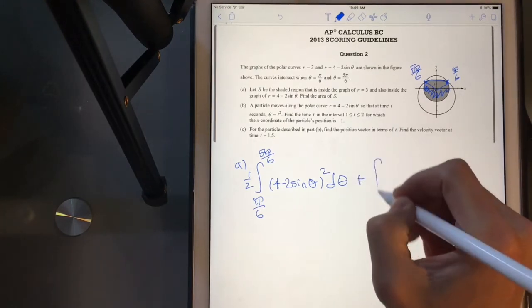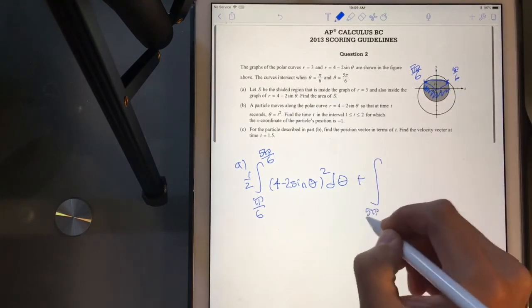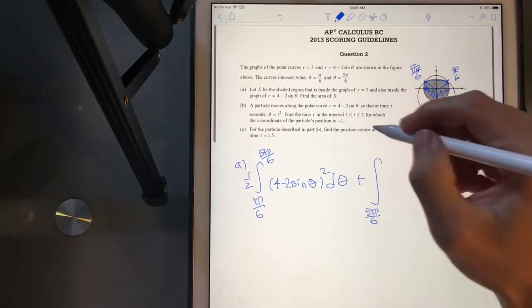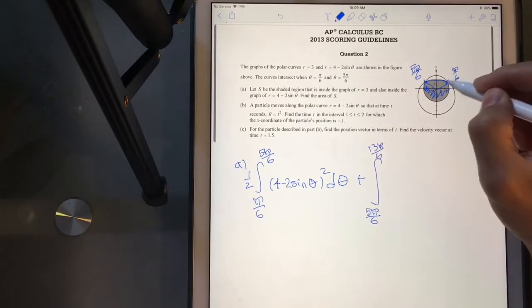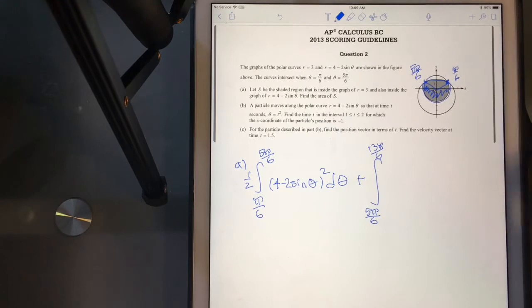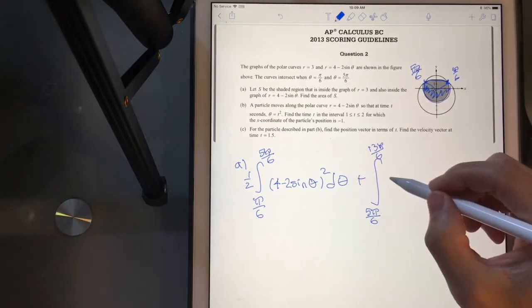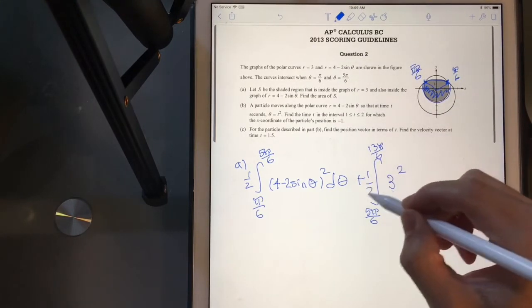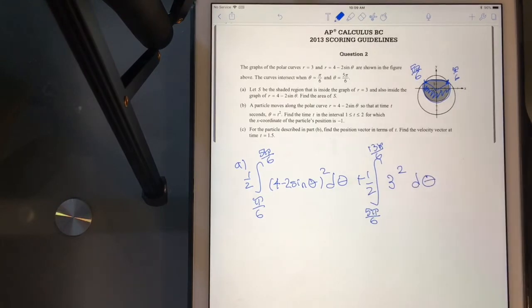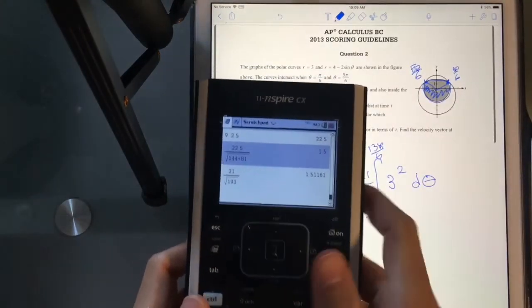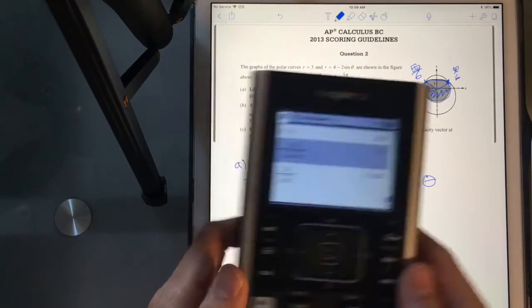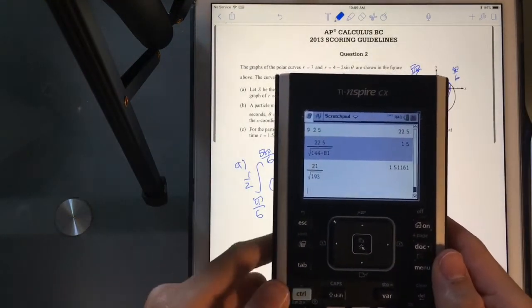I did the integral from 5 pi over 6 to 13 pi over 6, which is also this point, but just rotate around one time. And for r equals 3, squared, 1/2, don't forget that, d theta. Now for this, you're allowed to use a calculator. I have a TI Inspire, so everyone else's calculator might be different, but I'm going to teach you how to do it with an Inspire.